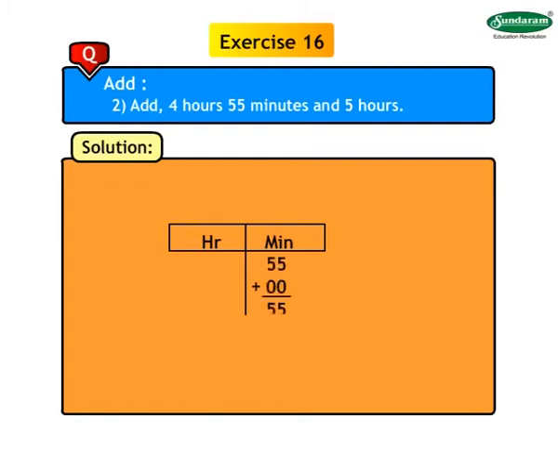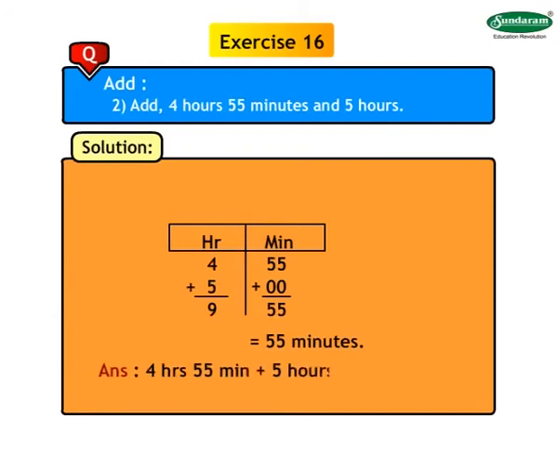55 plus 0 is equal to 55 minutes. Add the hours. 4 plus 5 is equal to 9 hours. Therefore, the answer is 4 hours 55 minutes plus 5 hours is equal to 9 hours 55 minutes.